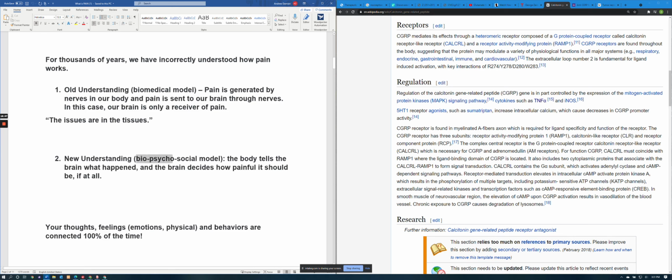So before, you may be familiar with this, but it's always helpful to review. Before we talk about the biopsychosocial model, we have to talk about the model that we used to believe, and that many people still believe today, about how pain is made and what regulates people's pain experiences.